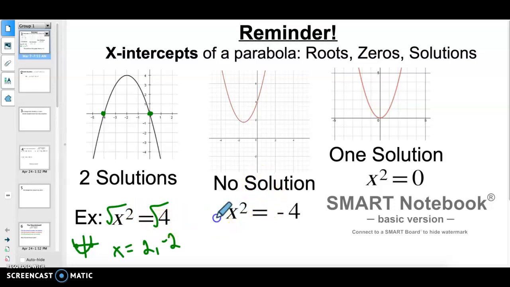Remember, with no solution, that would be if you took a square root of a negative number. Square roots of negatives are not possible, so that's a parabola that has no x-intercepts. Notice it's never touching the x-axis. So this one is the no solution.